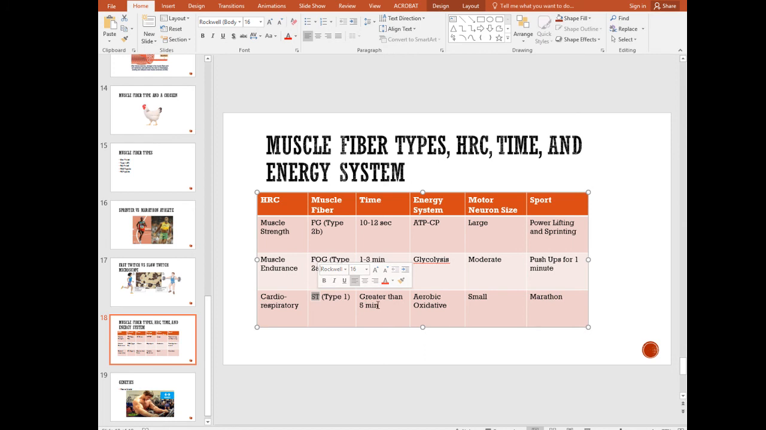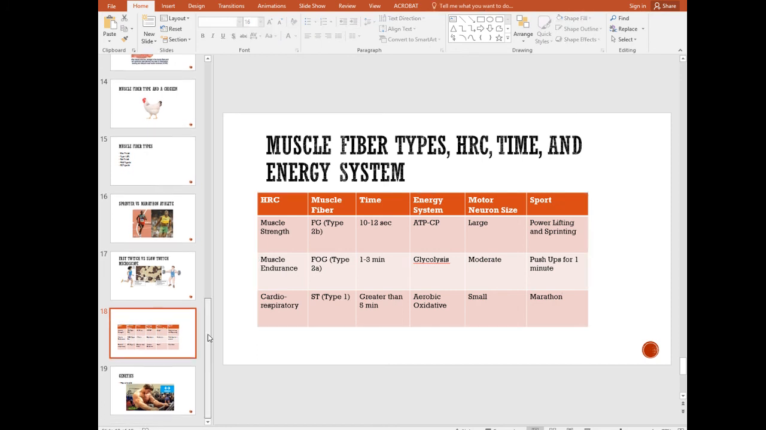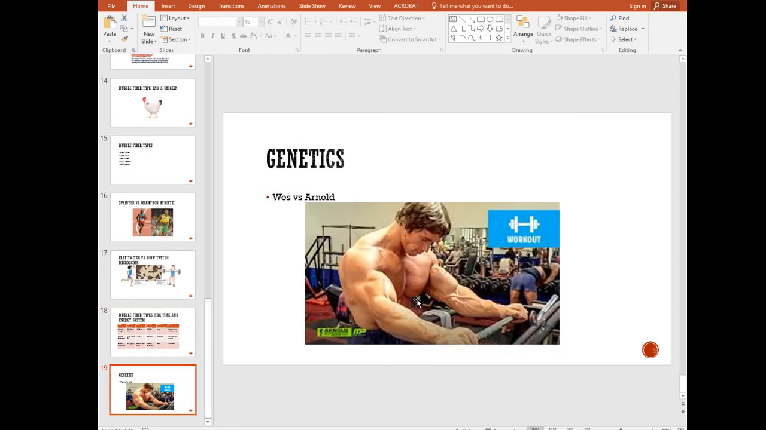So that's type 1 fibers, greater than 5 minutes, aerobic oxidative. You're going to have a small motor neuron size because you don't need real fast, rapid contractions. So events like marathons or those elite level endurance events where they're running long distance, like triathlons, all of that would fall under that umbrella where you need a lot more slow twitch for those events. And it's not saying you won't have a mix between those two. It all depends on genetics and how you train.